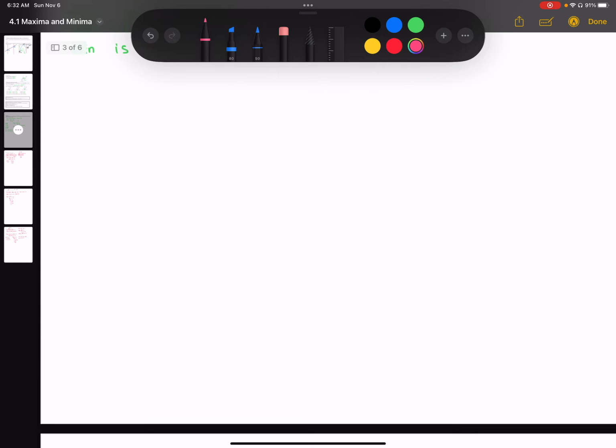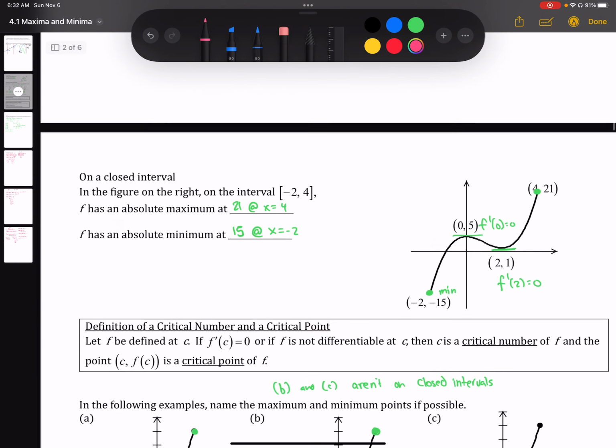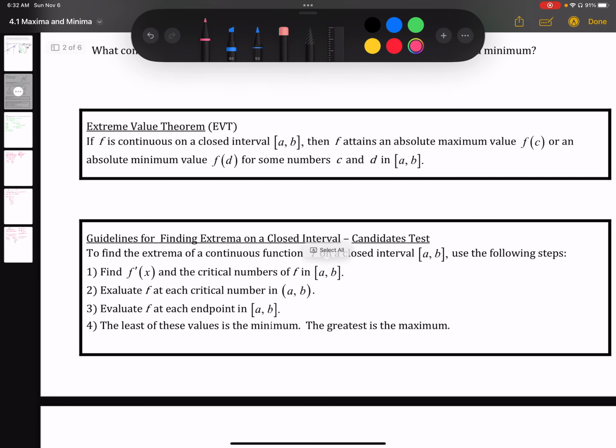Again, the key rule here is that we find the critical values by setting the derivative equal to 0. We evaluate our original function at the critical values and the endpoints. The highest value is the maximum. The smallest point is the minimum.